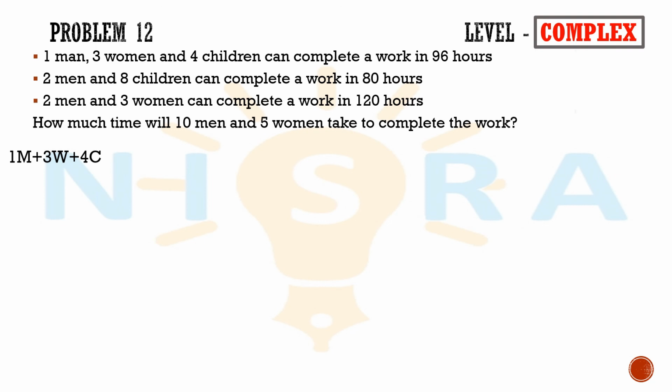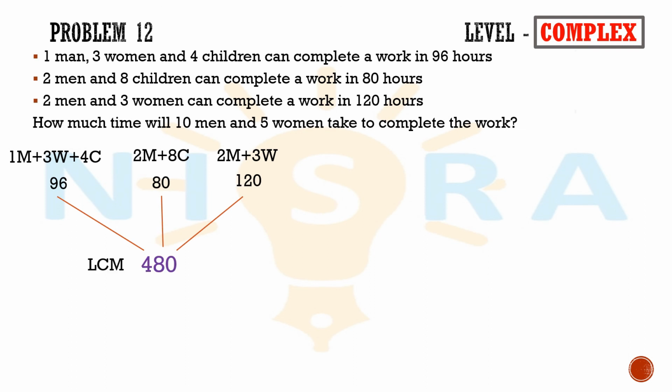So, to solve this problem, we have to find out how much work the three groups can do in 1 hour. So, we have to find out the LCM of the hours taken by the three groups, which is 480. Now divide 480 by 96, you will get 5. 480 by 80, you will get 6. 480 by 120, you will get 4.